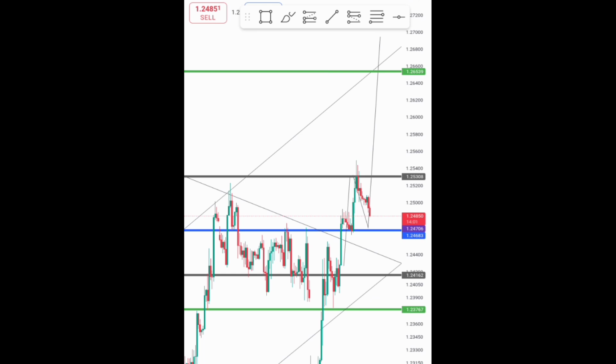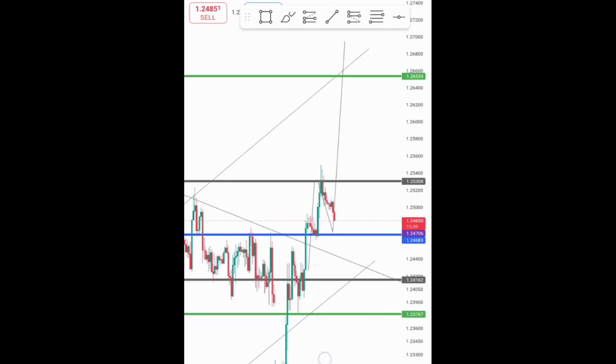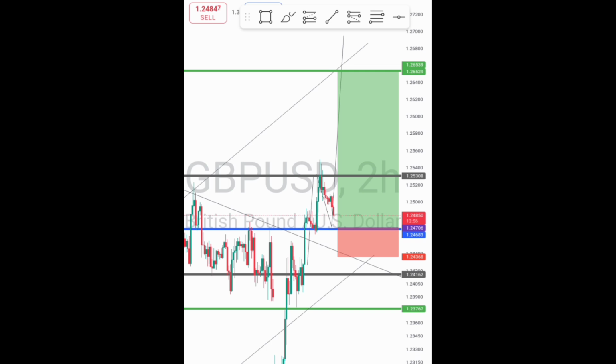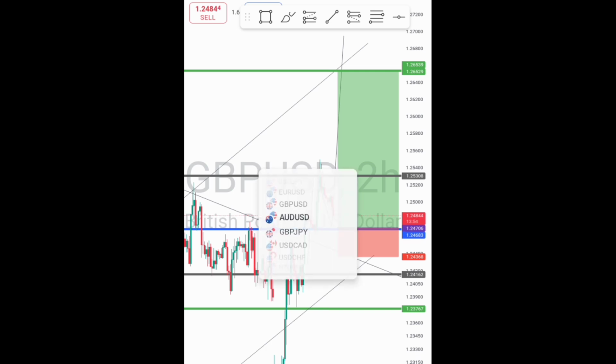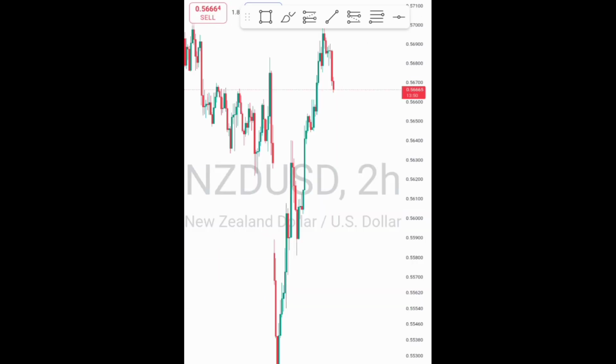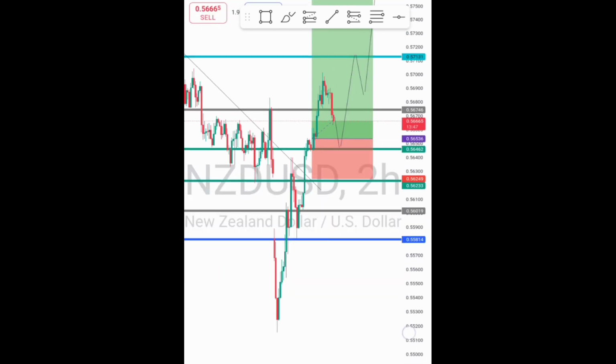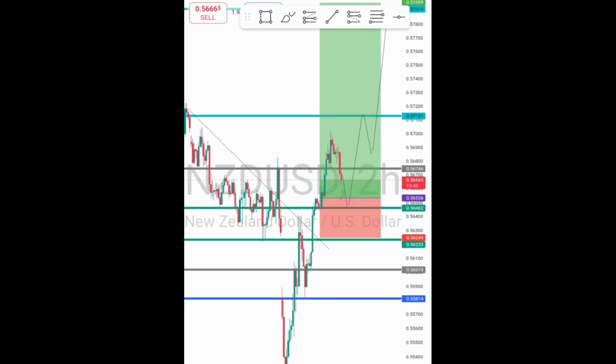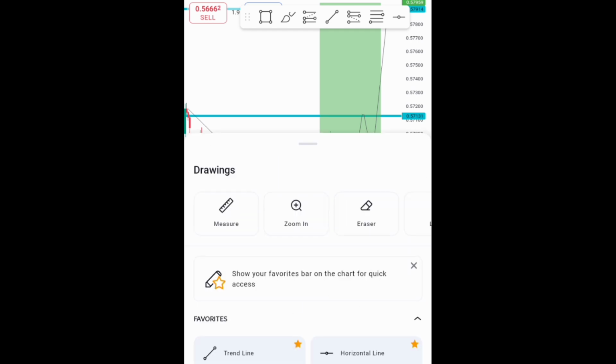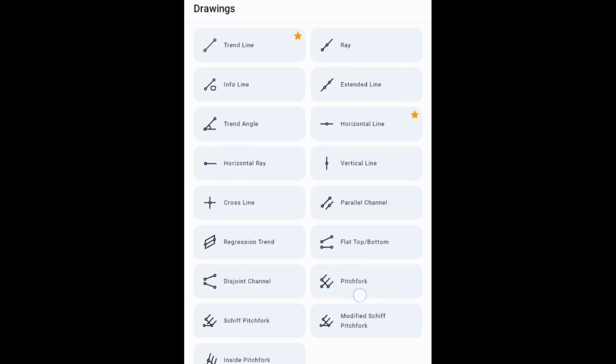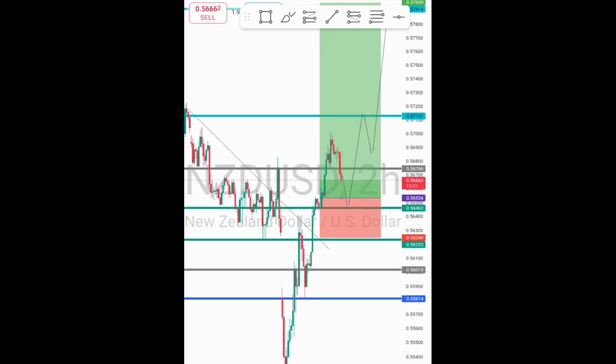This is my setup on GBP/USD. You can see my setup on GBP/USD, but let's go back to NZD/USD. Look at it. This is my NZD/USD. You can see it, guys. This is where I got in with my entry. Let me show you where I got in.